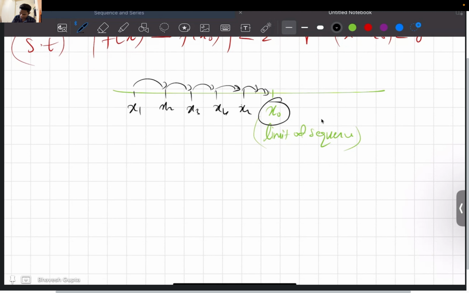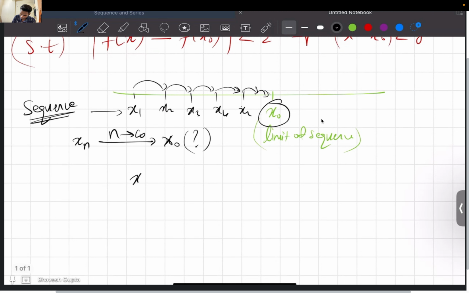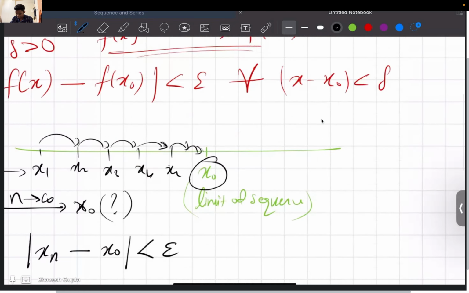So the idea is that I can see this thing, a sequence, right? Some kind of a sequence. What I'm trying to see here is whether this sequence xn converges to x naught when n tends to infinity. The way we can write this is that xn minus x naught, the distance between them, is less than some interval, right? The same thing which we did earlier, the same thing which we had in the definitions.